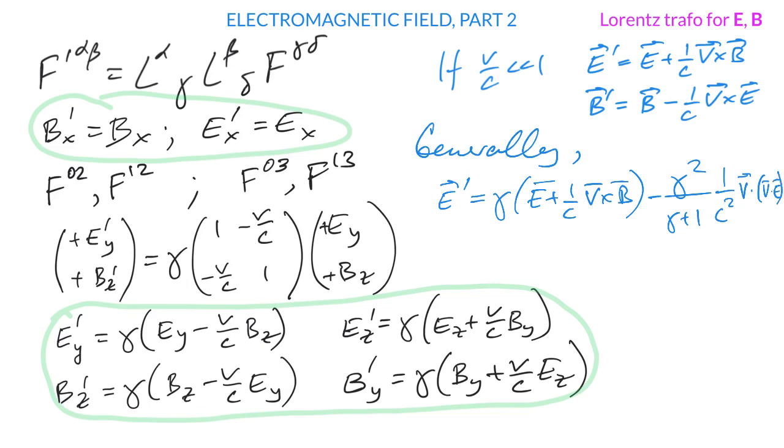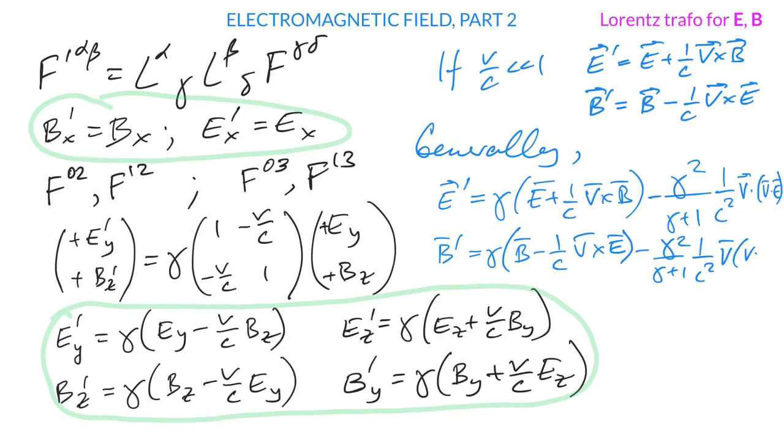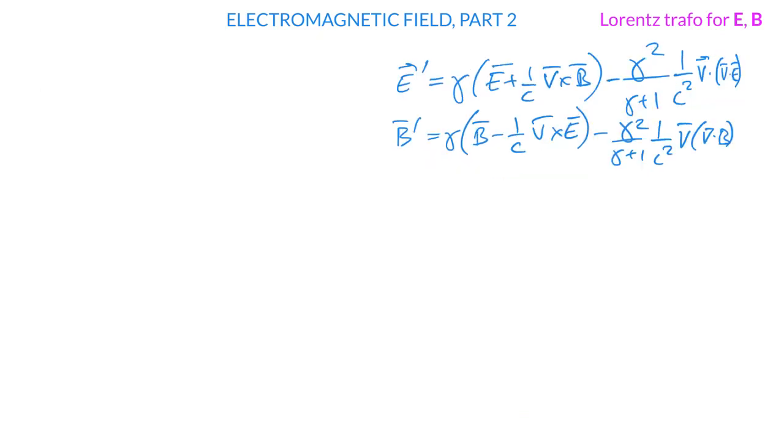And a similar expression for B prime. So for B prime, we'll have B minus 1 over c, v cross E, minus gamma squared over gamma plus 1, over c squared, v dot B. These expressions are written in a slightly different form in Jackson equation 11.149. We can make some useful observations based on these formulas.